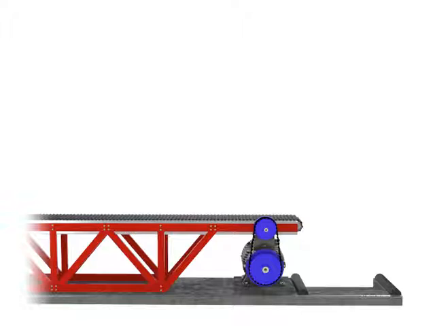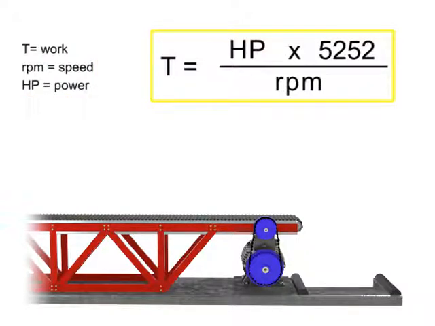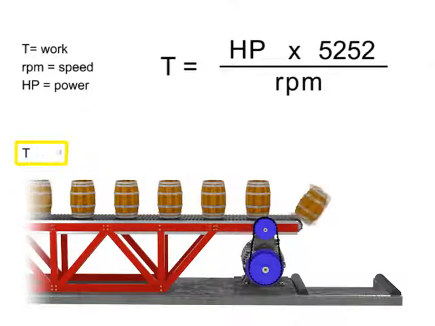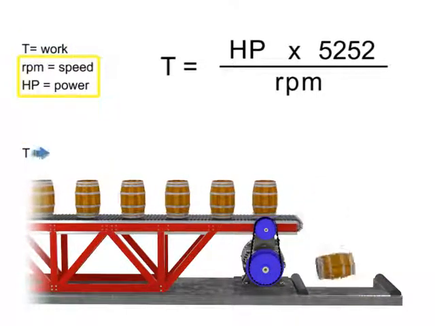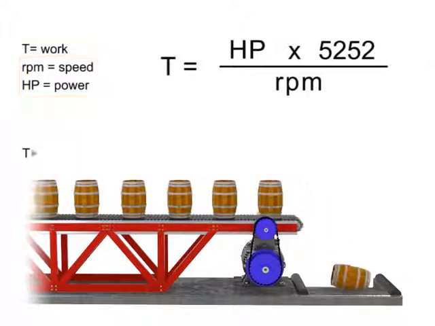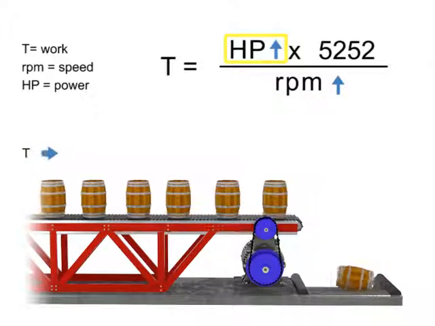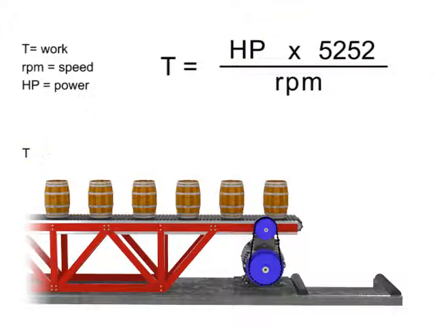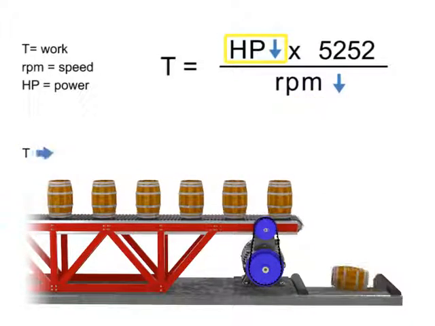You can manipulate the connection among speed, torque, and horsepower by understanding how they are related. The work accomplished here, the torque, is represented by the weight moving along the conveyor. If torque remains constant, speed and horsepower are proportional. As the speed or RPM increases, horsepower increases to maintain constant torque. If speed decreases, horsepower decreases to maintain constant torque.